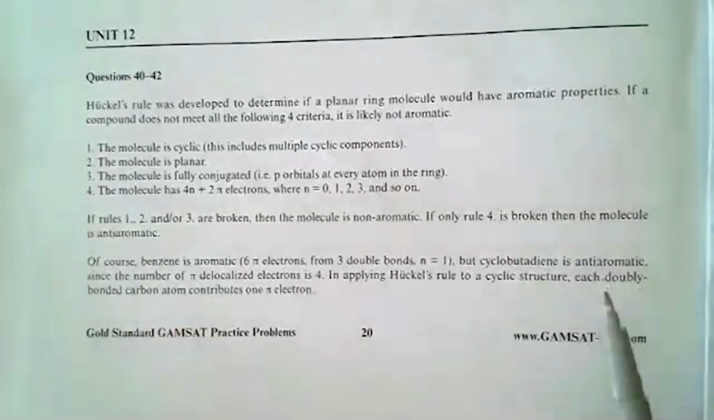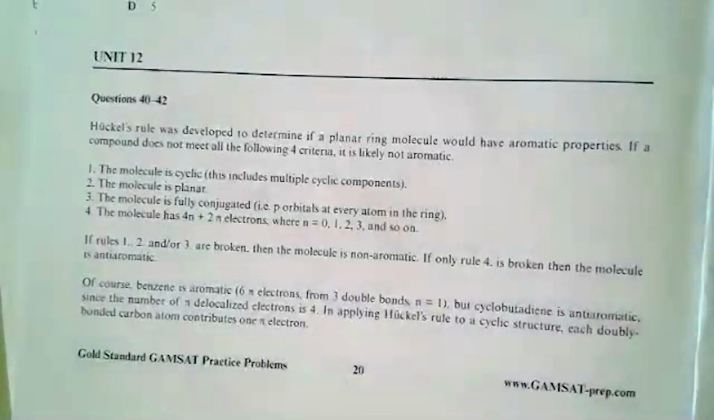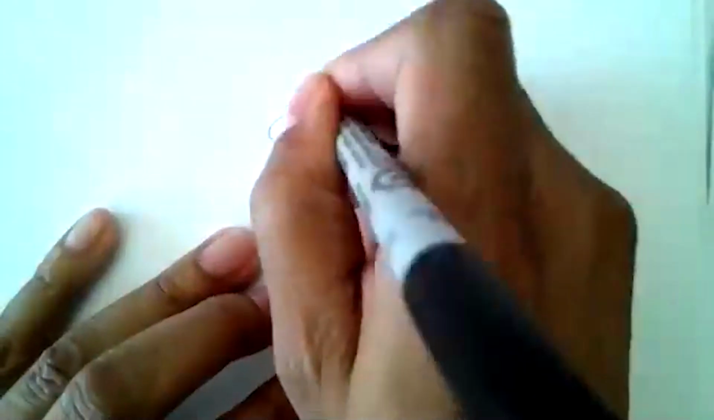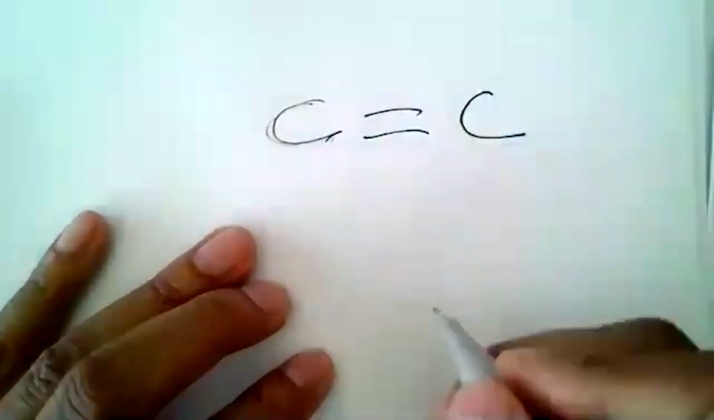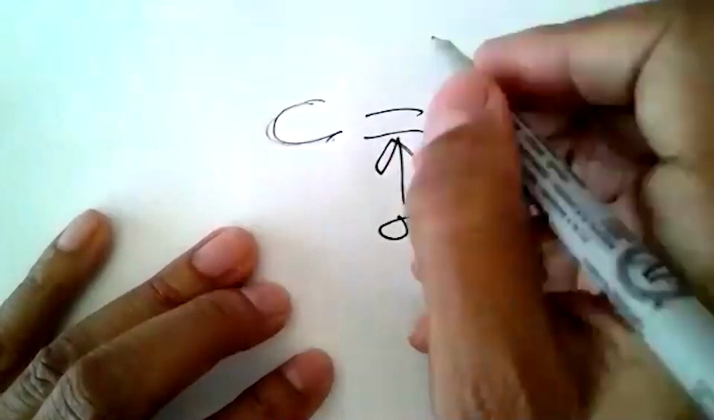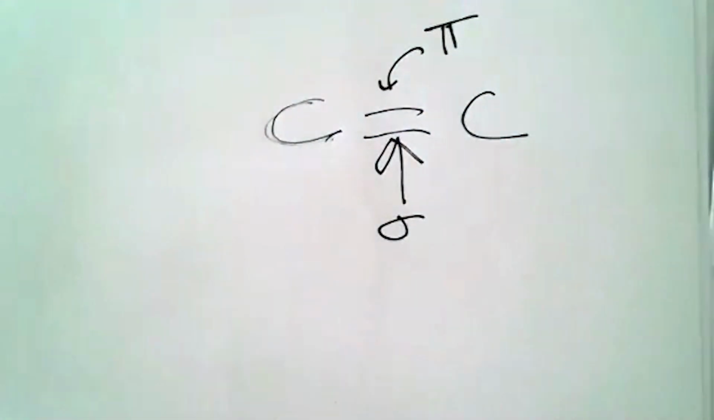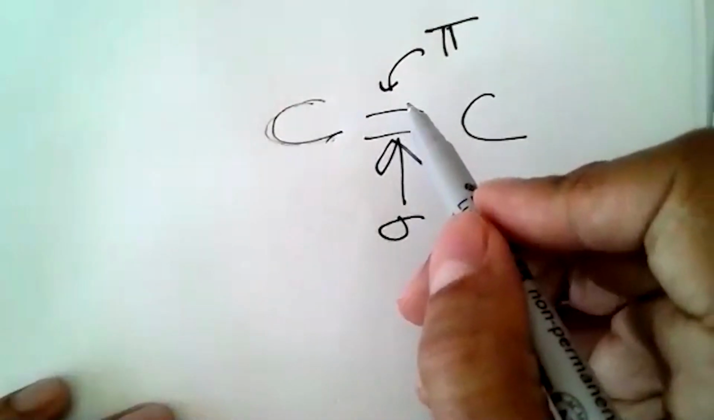It's the second bond in the double bond. Okay, so you have carbon double bonded to carbon. The first bond is going to be the sigma bond, and the second bond is the pi bond. And we are now going to focus on these pi electrons.